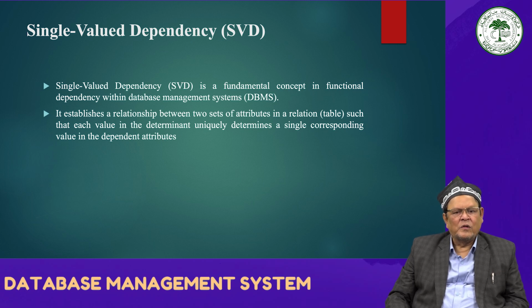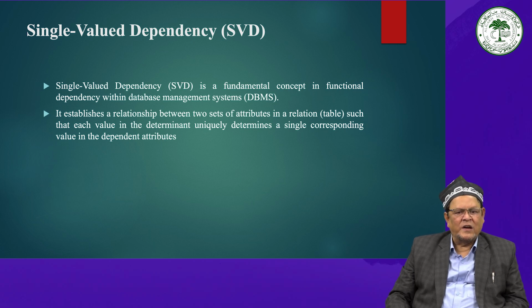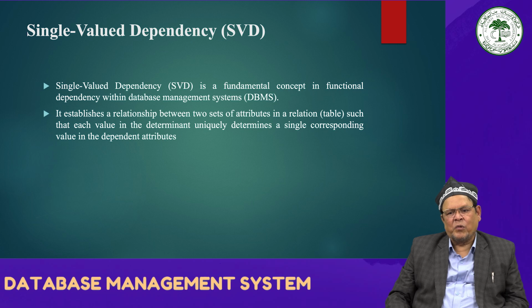For example, let us consider a table storing employee information with attributes like employee ID and employee name. In this scenario, if the employee ID uniquely identifies each employee, then the dependency employee ID determines employee name represents a single value dependency. It means that for every unique employee ID, there exists only one corresponding employee name.